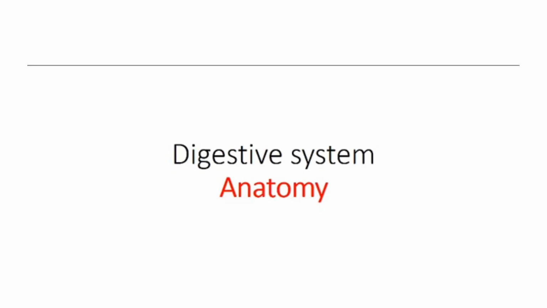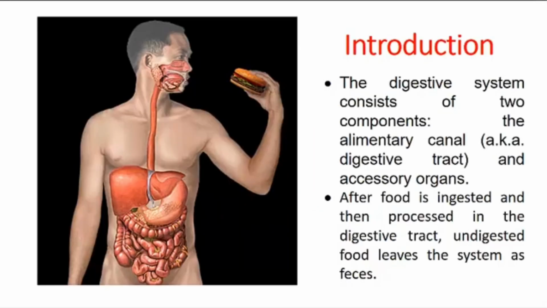amount of food that we can eat. Move on to the introduction of this anatomy. The digestive system consists of two components: the alimentary canal that starts from the mouth and ends at the anus, which can be visualized here, and the second thing, the accessory organs. Accessory organs like liver, pancreas, gallbladder and so on.